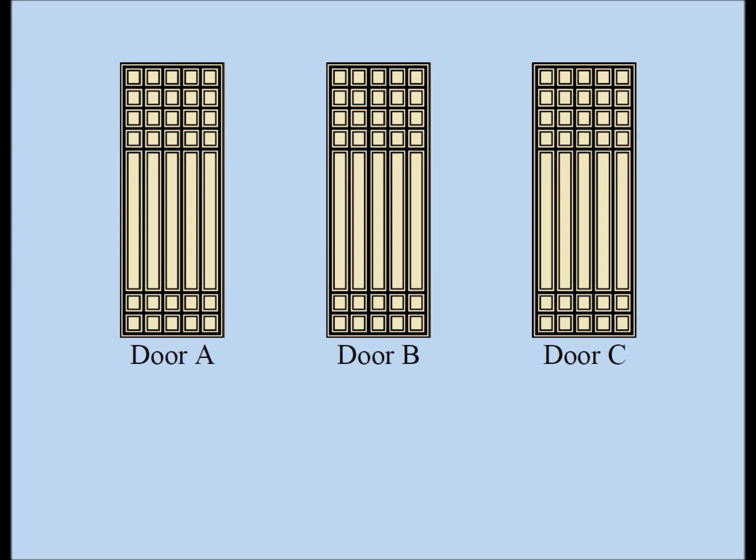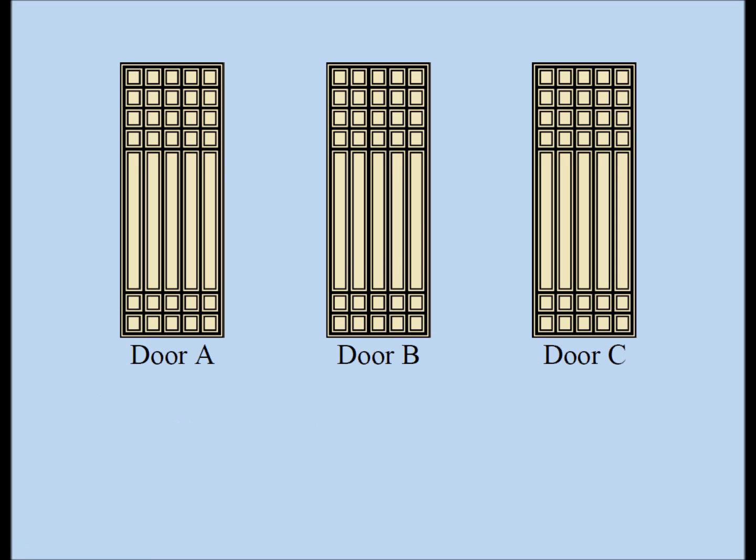Here is a classic problem called the Monty Hall Problem. Behind one of the three doors there is a car, and two of the doors have nothing behind them, and you choose a door. If you choose the door behind which there's a car, you win the car.